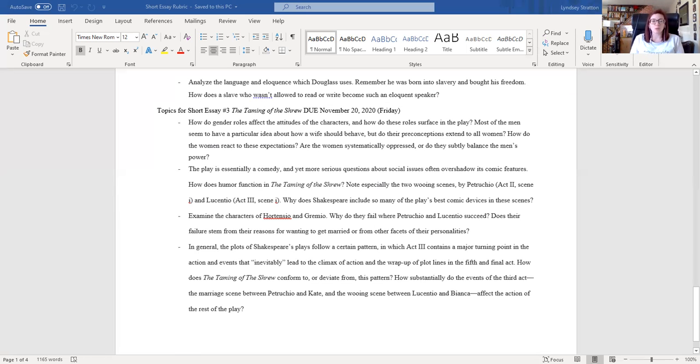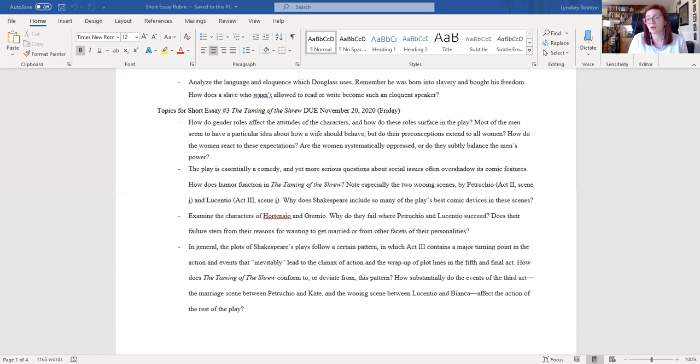Okay. In general, the plots of Shakespeare's plays follow a certain pattern in which Act 3 contains a major turning point in the action and events that inevitably lead to the climax of action and the wrap-up of plot lines in the fifth and final act. How does the play conform to or deviate from this pattern? How substantially do the events of the third act, the marriage scene between Petruchio and Kate and the wooing scene between Lucentio and Bianca, affect the action of the rest of the play?